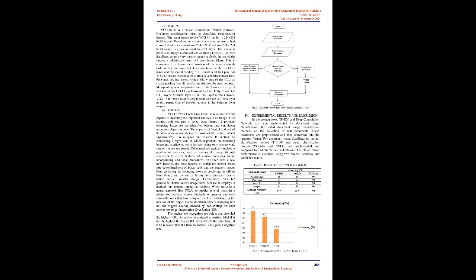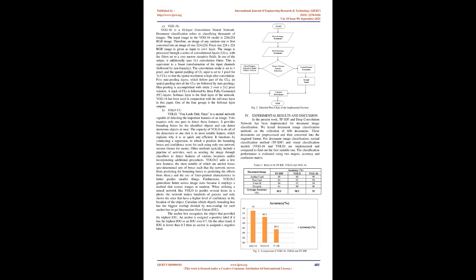VGG16. VGG16 is a 16-layer convolutional neural network. Document classification refers to classifying thousands of images. The input image to the VGG16 model is a 224x224 RGB image. Therefore, an image of any random size is first converted into an image of fixed size 224x224. The 224x224 RGB image is given as input to the Conv1 layer.